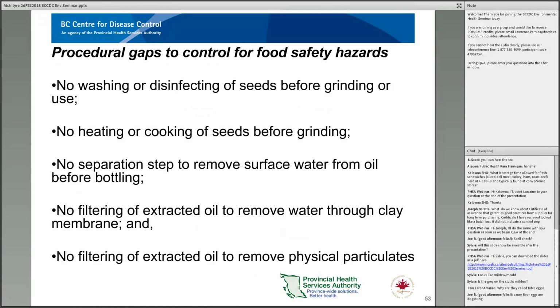So evaluating that initial food flow chart, these were some of the things we thought were a gap in their procedure. There was no washing or disinfecting step of the seeds. The seeds weren't heated or cooked before they were ground. Very important, there was no separation step to remove any of the surface water from the oil before they bottled it, and they didn't filter the oil to remove any particulates.